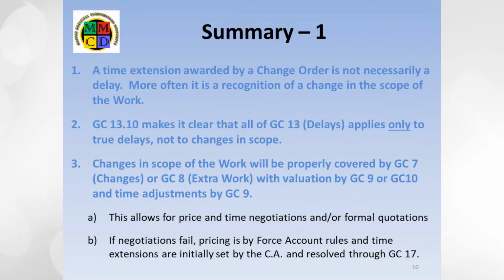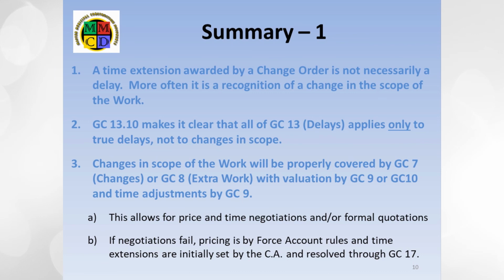A time extension awarded by a change order is not necessarily a delay. More often, it is a recognition of a change in the scope of the work. 2. GC 13.10 makes it clear that all of GC 13 applies only to true delays, not to changes in scope. 3. Changes in scope of the work will be properly covered by GC 7 for changes or GC 8 for extra work, with valuation by GC 9 or GC 10 and time adjustment by GC 9.